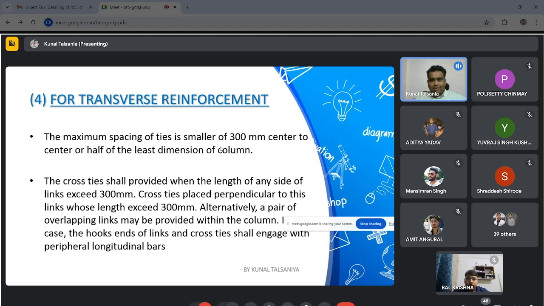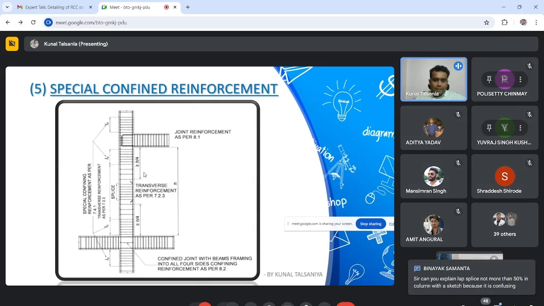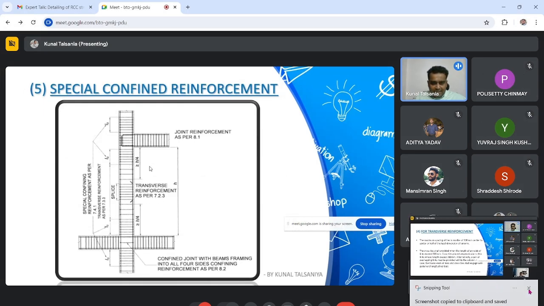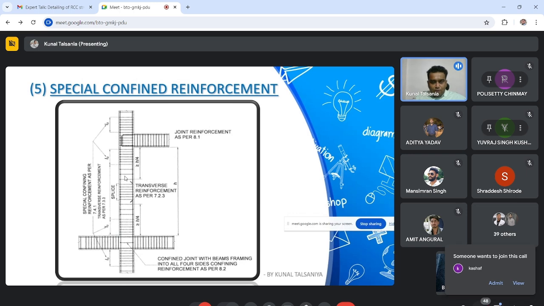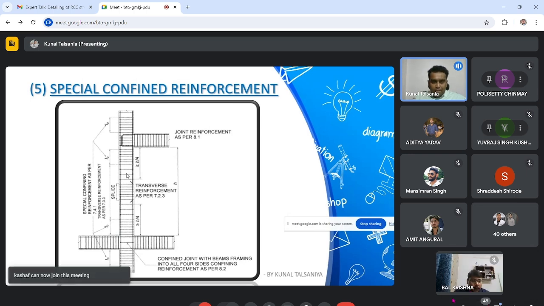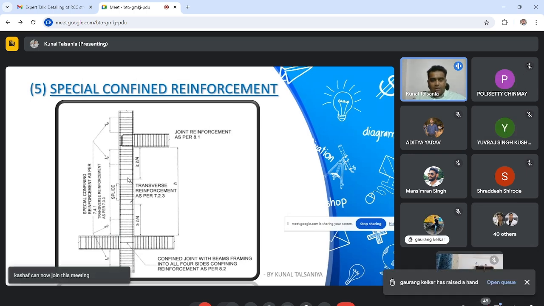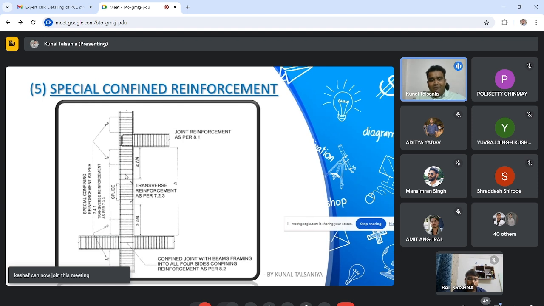What is this? Okay, I will explain. For this link, in the non-confining zone, what is the spacing criteria? You cannot go beyond 300 mm or the minimum width of column divided by 2. Say my minimum width of column is 300 mm, then I have to keep 150 mm spacing between two stirrups. Okay.